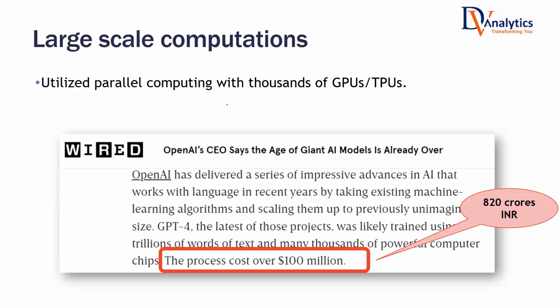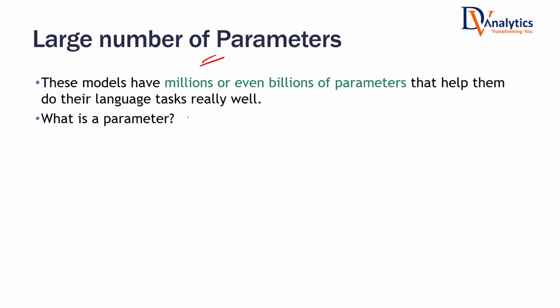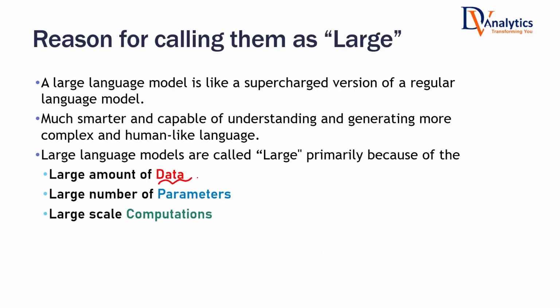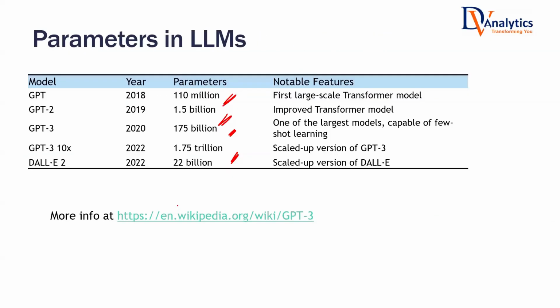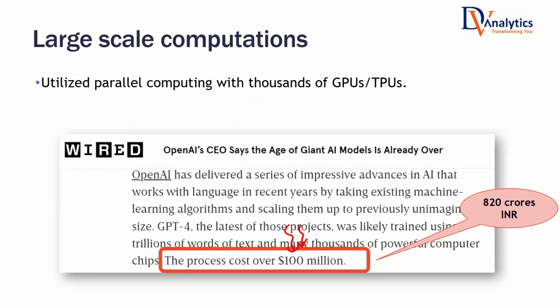You need huge computing power. And for ChatGPT, they say that to build it, OpenAI has spent almost $100 million just for parallel computing. They require a huge amount of computing. That is the reason why these are known as large language models: because of the large number of parameters, large amount of data, complex models, and large computations involved. And the results are wonderful.